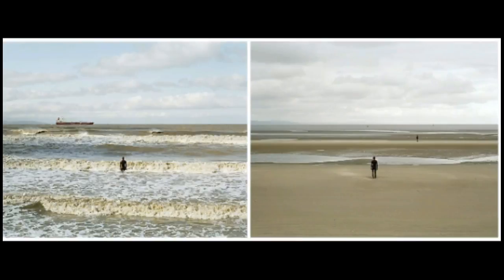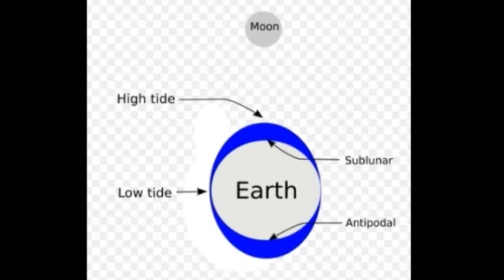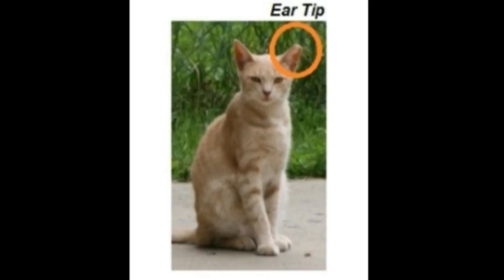Tides. Tides are the alternate rising and lowering of the sea. Tides are caused by the gravitational attraction of the moon and the sun, but more often the moon. If you didn't hear, I will repeat for you.